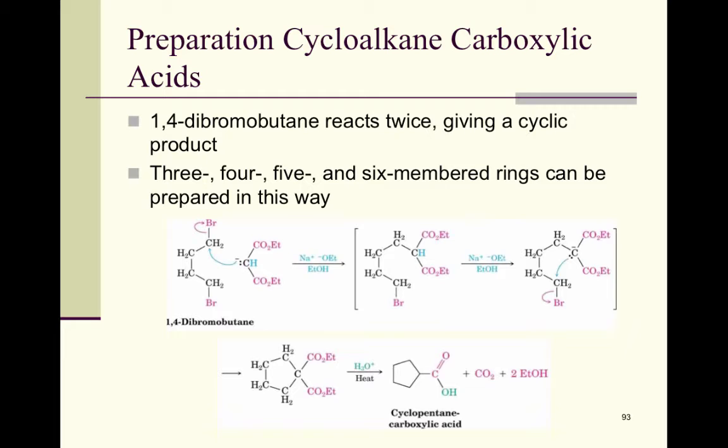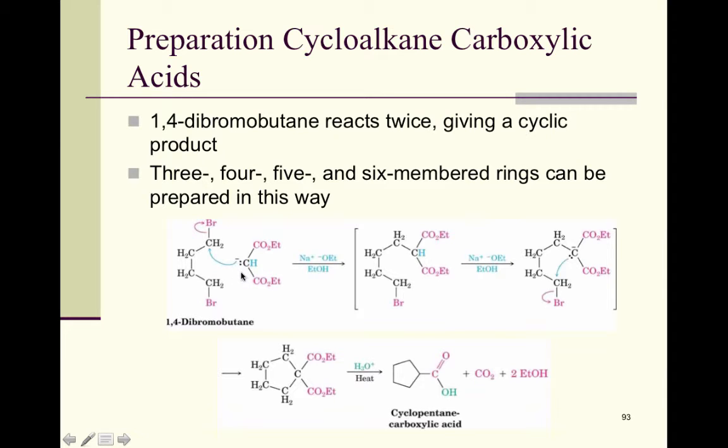Preparation of cycloalkane carboxylic acids. 1,4-dibromobutane reacts twice, giving a cyclic product. 3, 4, 5, and 6-membered rings can be prepared this way. This reaction that we have on this slide is going to show us a 5-membered ring. 1,4-dibromobutane. We have carbon-carbon single bonds, so we have free rotation.